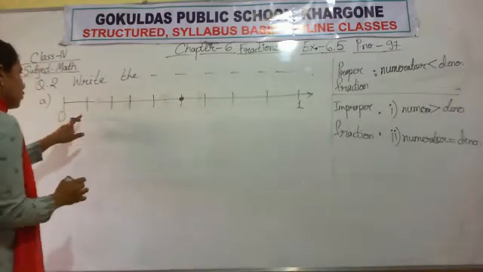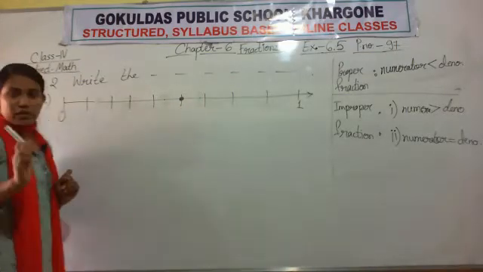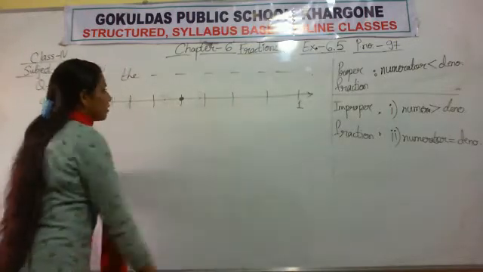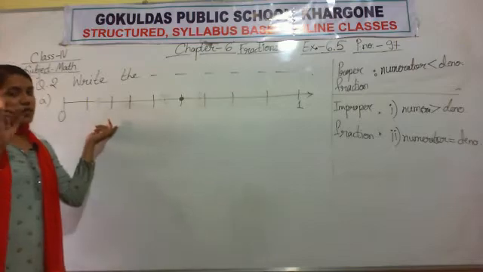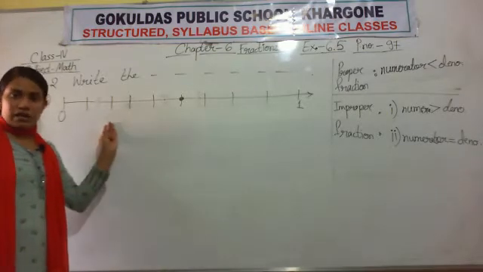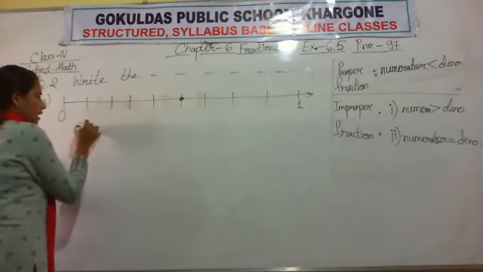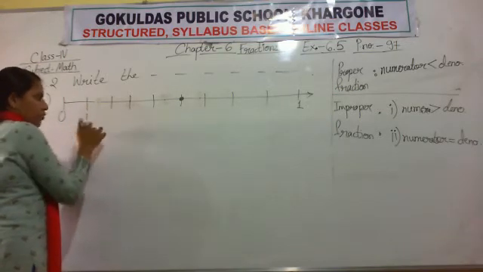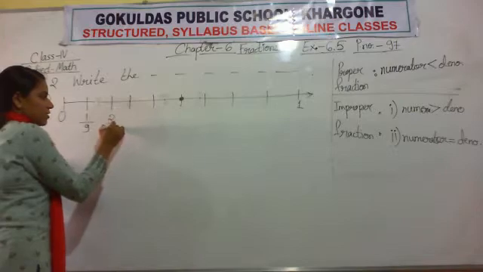So here after 0, how many total equal parts are there? 1, 2, 3, 4, 5, 6, 7, 8 and 9. We always write the total number of equal parts in the denominator place. So we will write 9 in the denominator. This is the first place, so write 1 upon 9. Then it will represent 2 upon 9.